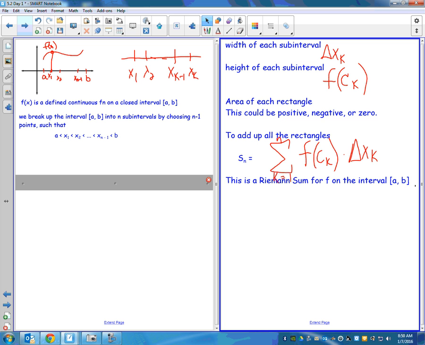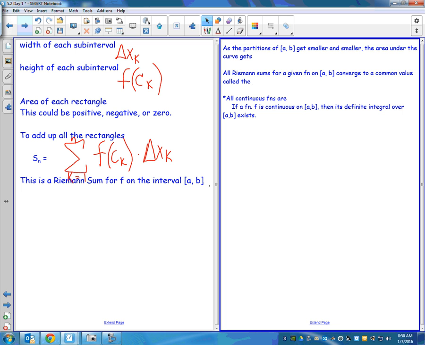All right, so take this, go to the next page. This is pretty small.